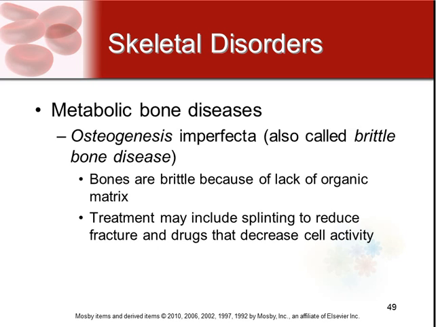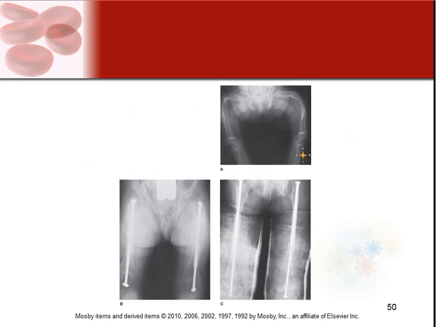So osteogenesis imperfecta. This is also called brittle bone disease for more layman's terms. And this is because the bones are literally brittle. They're literally brittle because they lack a lot of that strong organic matrix of bone tissue. And the treatment for this is normally some splinting to reduce the risk of fracturing. So it's kind of just like stabilizing those bones because they're super brittle. Or you can actually do drugs that are going to decrease some of that cell activity. So we're going to try to decrease your osteoclasts from going around and eating up some of that extra bone tissue to preserve as much of it as we can.